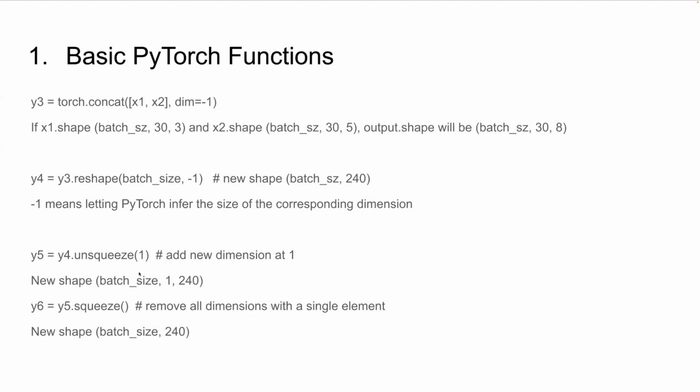And then we can call unsqueeze. What unsqueeze does is we add a new dimension along a certain axis. So in this case, we put a new dimension on the first axis. So it becomes batch size times 1 times 240. And then if we want to get rid of all the dimensions with a single element, we can call this squeeze function, which will give us back the batch size times 240.